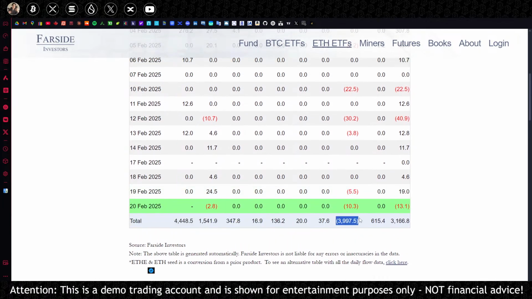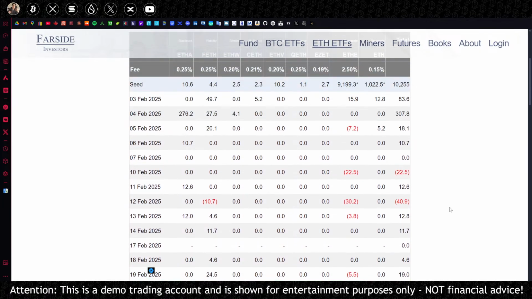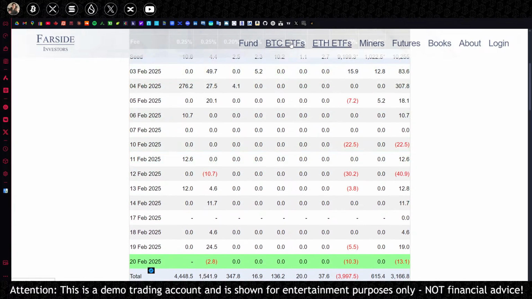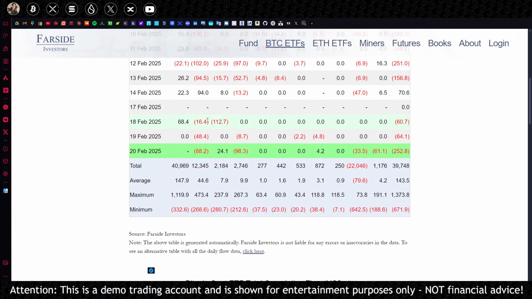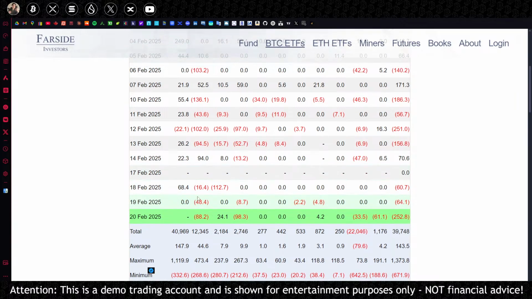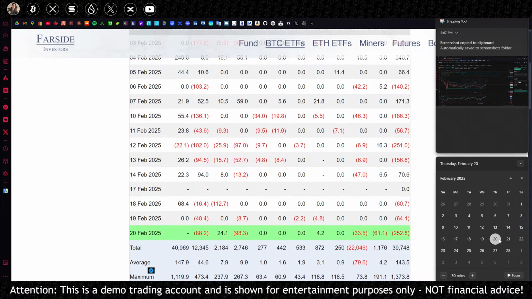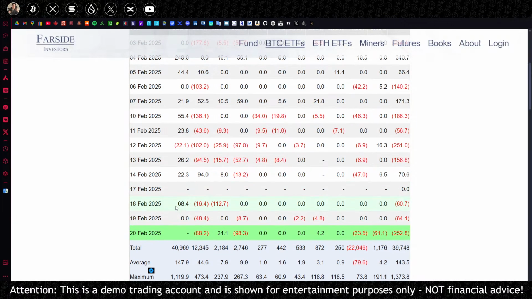Grayscale, of course, has been the only seller of Ethereum. Not a lot of inflows, though, is what I've been pointing out. Same for Bitcoin. Not a lot of inflows. What happened 17th of February? It was President's Day, right? Yeah. So markets were closed.